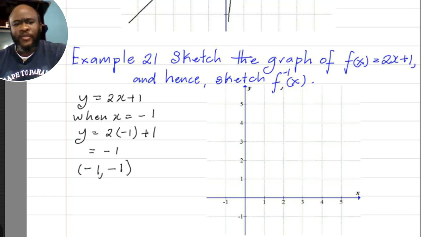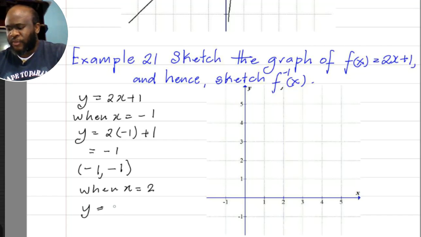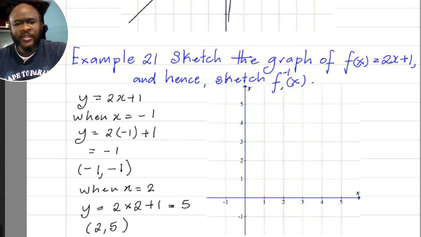We could also maybe use when x is 2. When x is 2, we would obtain y is equal to 2 times 2 plus 1, which would be 5. So this would be the point 2, 5. So we have 2 points on the graph of f of x is equal to 2x plus 1.